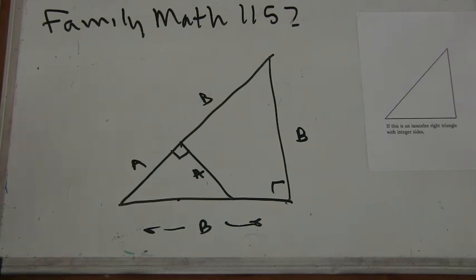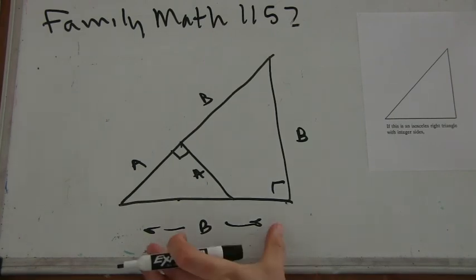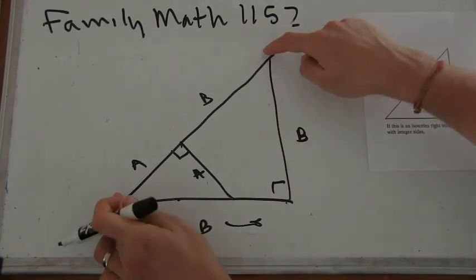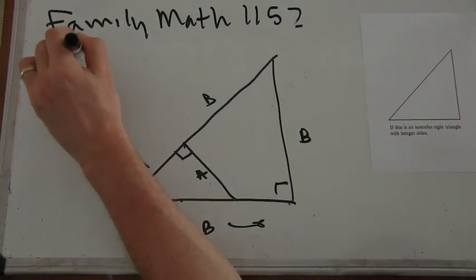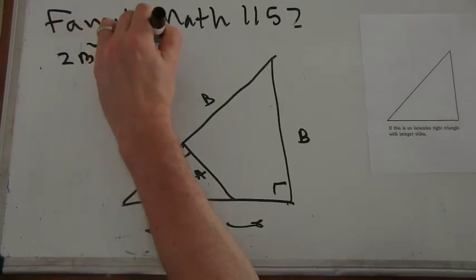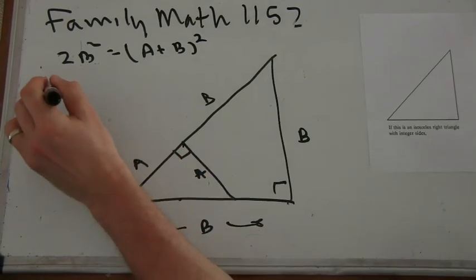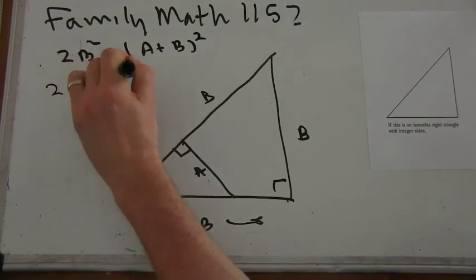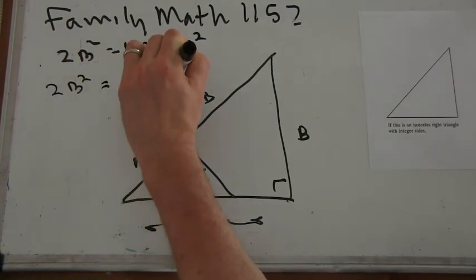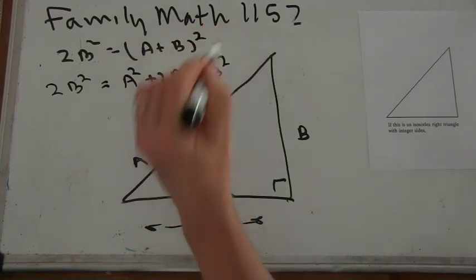2b squared equals b plus a squared. Yeah. So this side squared plus this side squared equals this side squared. So that's 2b squared equals a plus b squared. Or 2b squared equals a squared plus 2ab plus b squared.